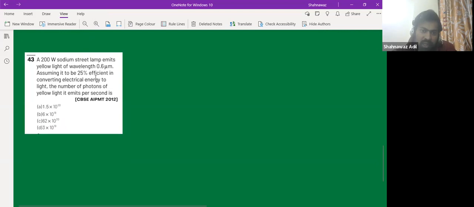Okay, so again, this is the same question that they are asking, right? Power is given, and a sodium street lamp emits yellow light of wavelength this, assuming it to be 25% efficient in converting electrical energy to light, the number of photons of yellow light it emits per second, right? So you have to calculate again the same thing, right? I will leave this question to you.